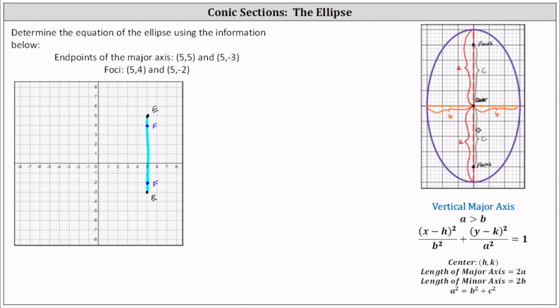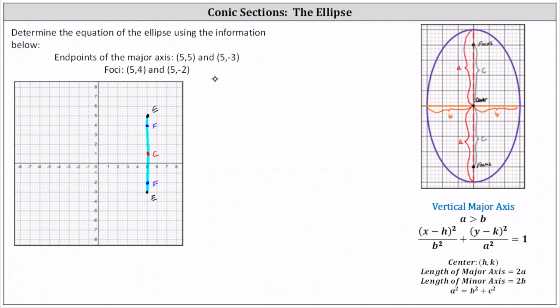Going back to the given information, let's determine the center. The center will be the midpoint of the major axis as well as the midpoint of the minor axis. Because the major axis is 8 units long, 8 divided by 2 is 4, we can determine the center by starting at either endpoint and moving inward 4 units. Starting at the top, moving down 1, 2, 3, 4 units, we have the center. Notice the center is the point (5, 1).